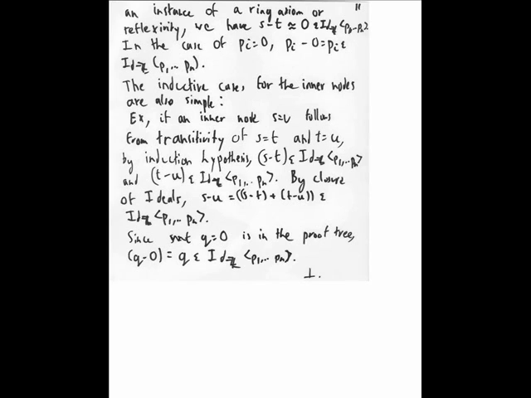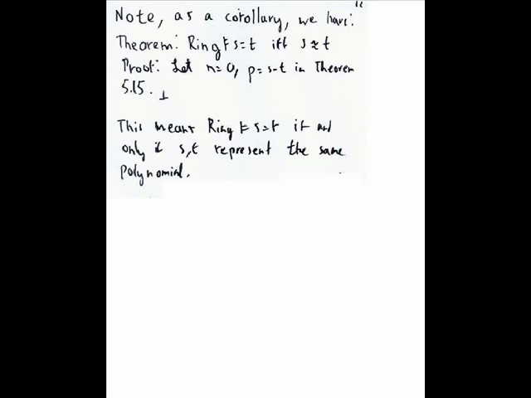Oh, by the way, note as a corollary, we have the following theorem: the ring proves s equals t if and only if s is equivalent to t. This really just says that the ring proves s equals t if and only if s and t represent the same polynomial. So this just means that everything we're doing makes sense. And the reason why this is true is very trivial. We just plug in n equals 0 and p equals s minus t in the previous theorem.